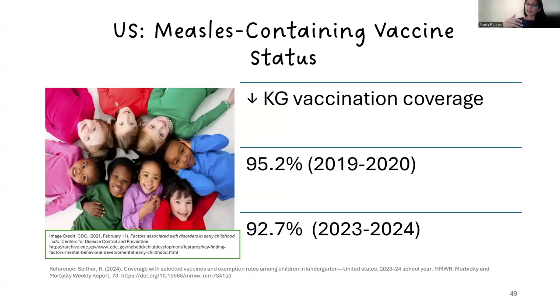If we look at the US vaccine status, especially for kindergarten, the first dose is given at 12 to 15 months, and then the second dose at kindergarten. We have seen a decline in kindergarten coverage. From 2019 to 2020, the rate was at 95%, and then in 2023 to 2024, there's been a drop to 92%.